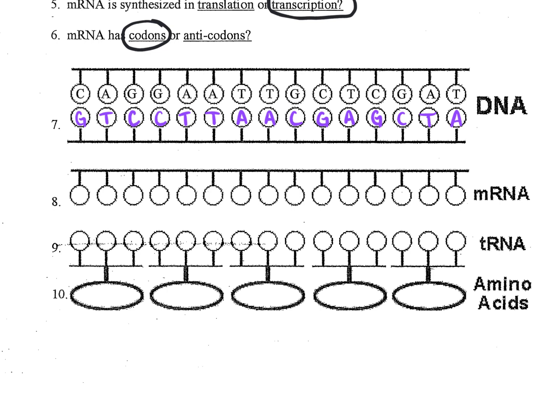All right, next we're going to move on to the mRNA. I'm going to read the purple strand of DNA, and then you tell me the matching mRNA letter. Okay. G, T, C, C, T, T, A, C, G, A, G, C, T, A.